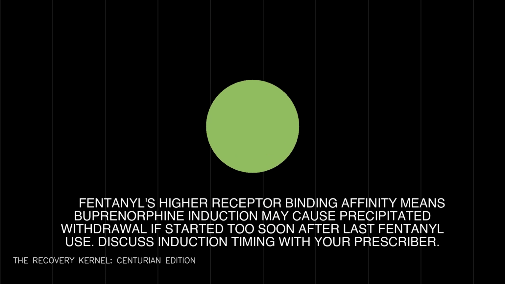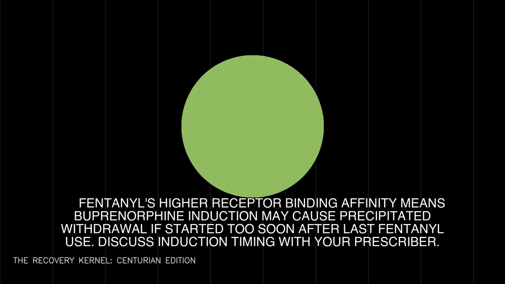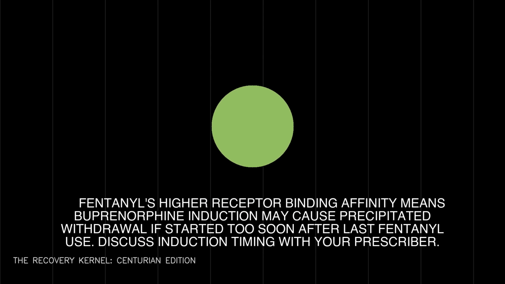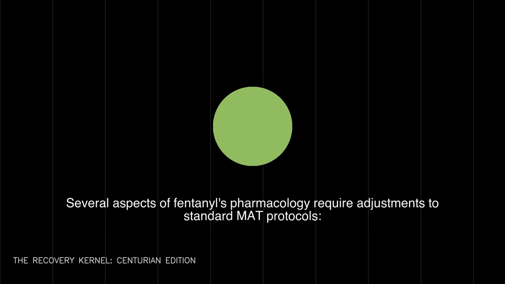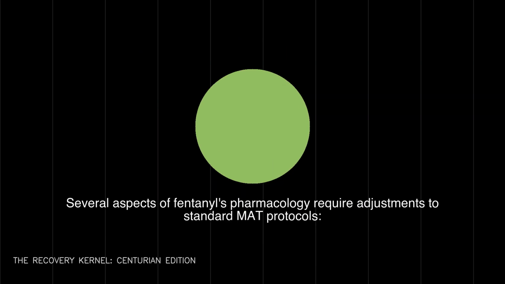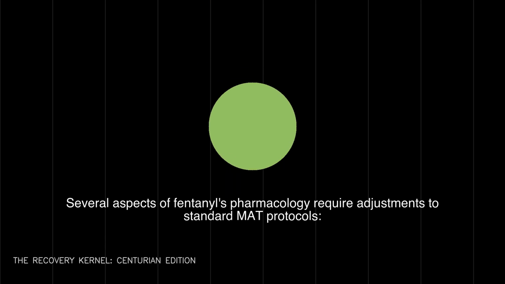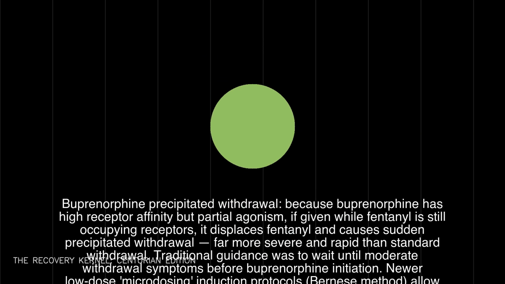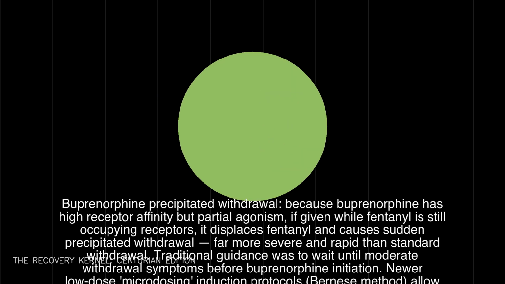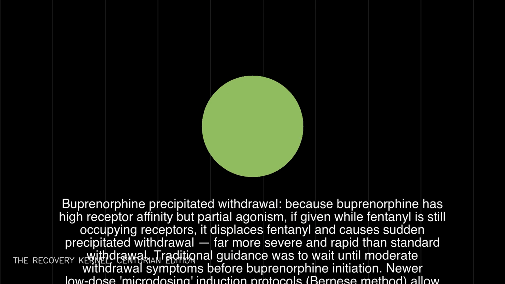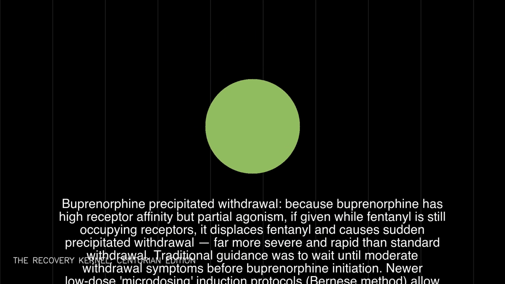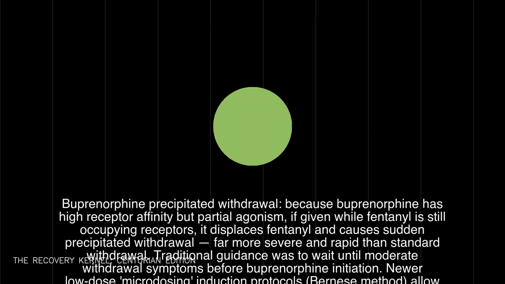Buprenorphine precipitated withdrawal. Because buprenorphine has high receptor affinity but partial agonism, if given while fentanyl is still occupying receptors, it displaces fentanyl and causes sudden precipitated withdrawal, far more severe and rapid than standard withdrawal. Traditional guidance was to wait until moderate withdrawal symptoms before buprenorphine initiation. Newer low-dose, or microdosing, induction protocols, such as the Bernese method, allow initiation without waiting for full withdrawal.